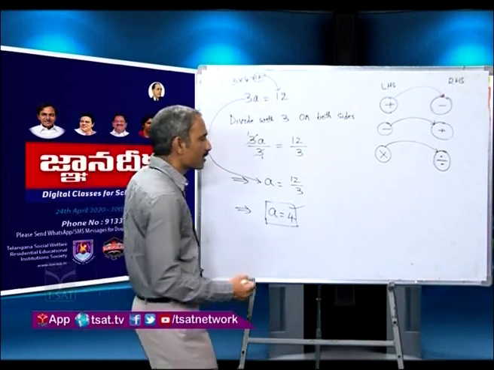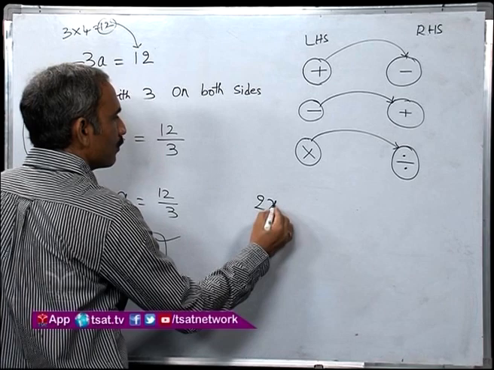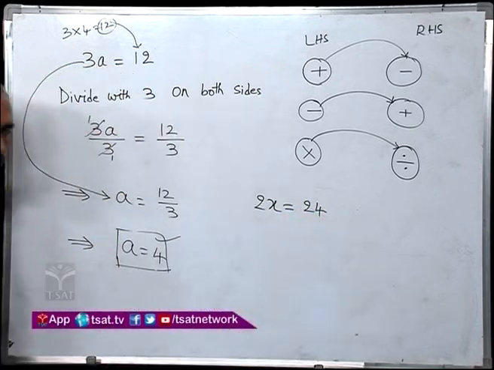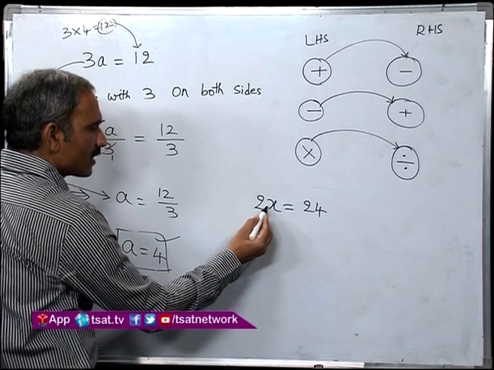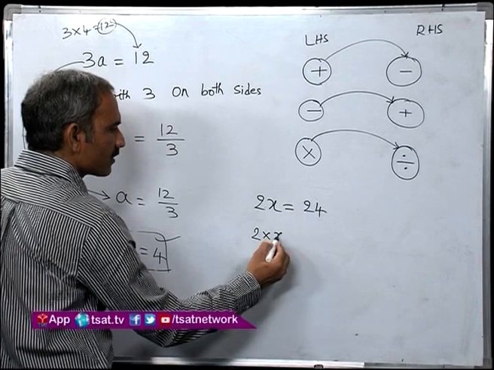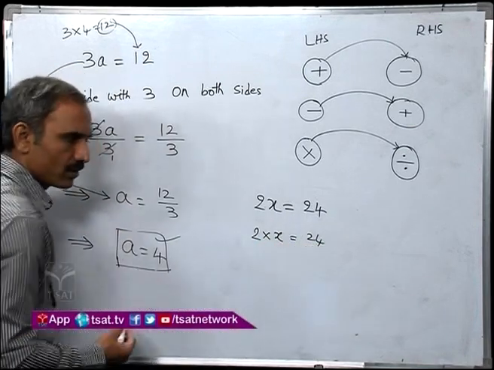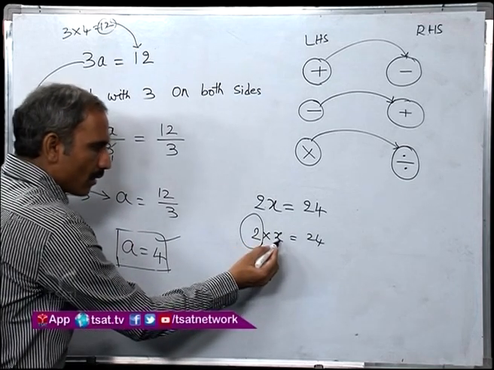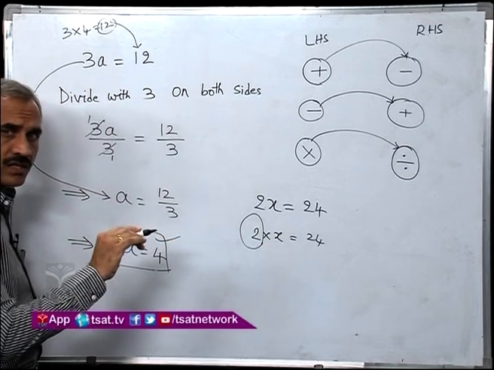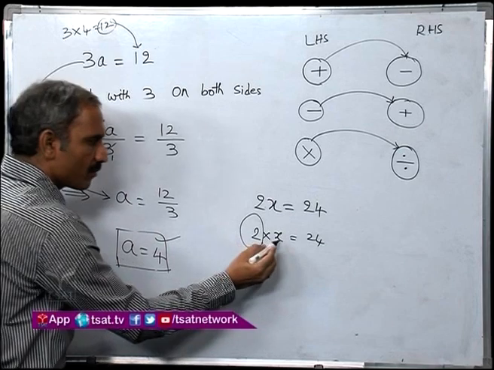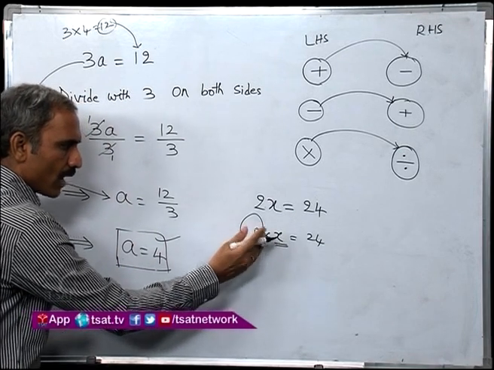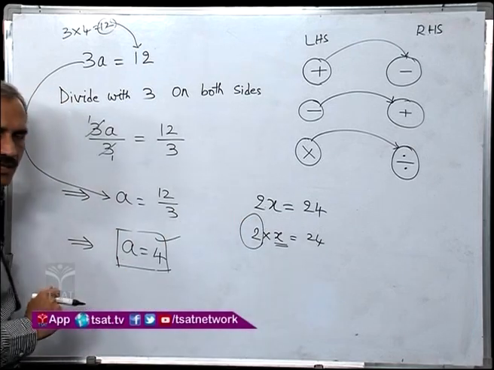Now, let us take a simple problem: 2x is equal to 24. Here 2x is nothing but 2 into x, and this is given as 24. Here 2 is multiplying. Now, I want to find the solution of the equation. The solution of the equation is nothing but finding the value of the variable. Except the variable, you have to remove all the coefficients here.